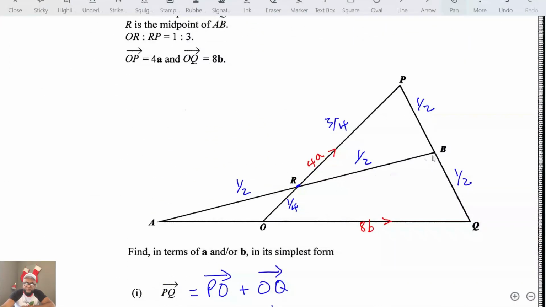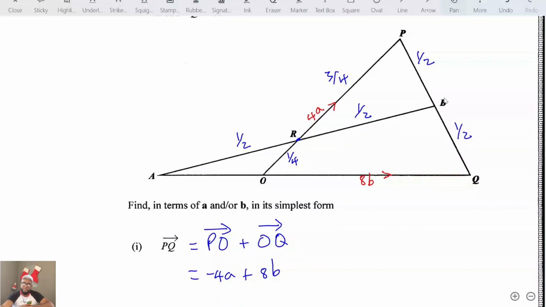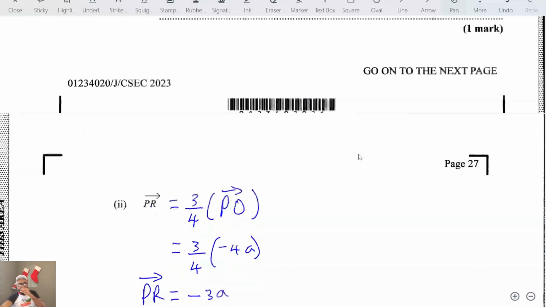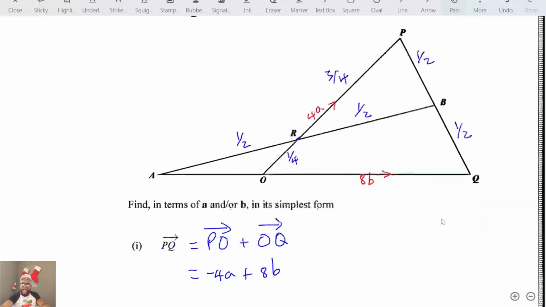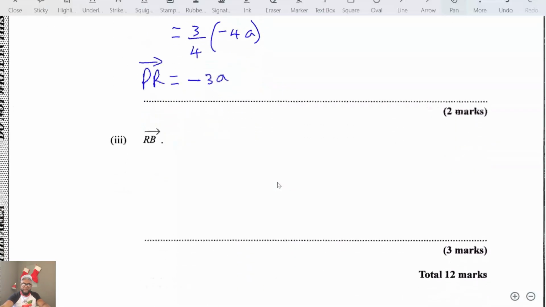R to B. Did we find AB? We have PQ, so you could go from R to P and P to B, because we have this. Is there anything easier we could do? Let's go from R to P, which will be 3/4 of 4A, and then from P to B, which will be a half of PQ, a half of this here.